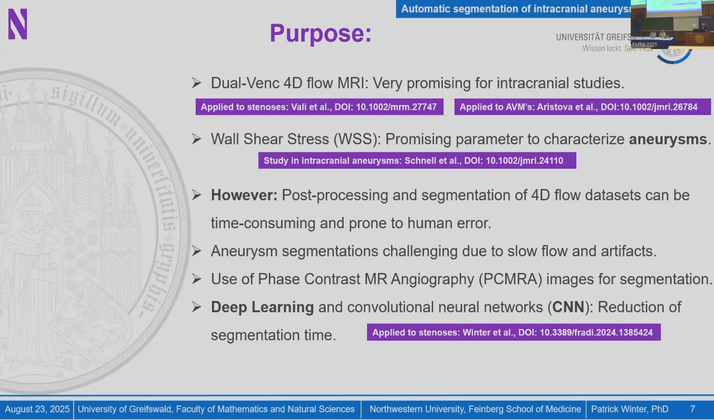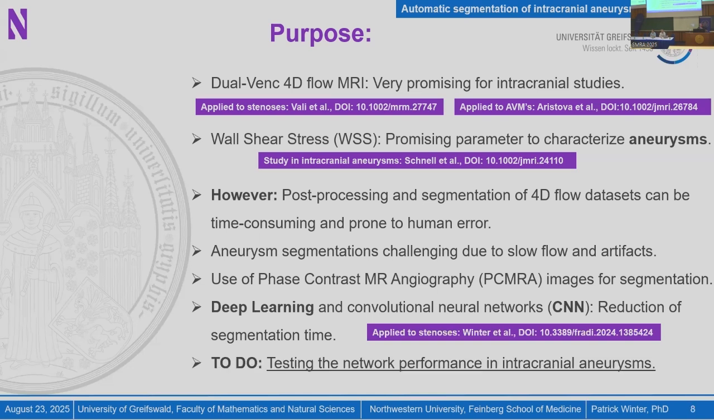Recently, we proposed a convolutional neural network for the automated segmentation of these PCMRA images, and this network is able to reduce the segmentation time to approximately 2 seconds. However, up to now, this network has not been tested yet on intracranial aneurysms, and therefore this will be the focus of this talk.